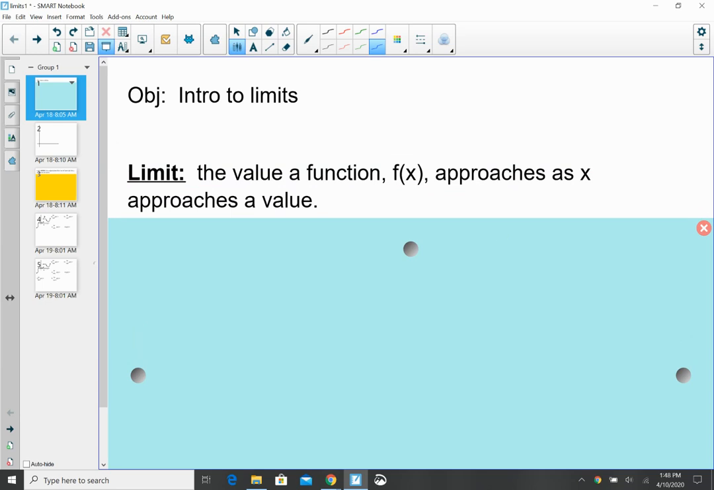So, the formal definition, and you might want to jot this down in your notes, is a limit is the value a function f of x approaches as x approaches a value. So as x goes somewhere, where does f of x go? And if you remember, f of x is just a fancy way of saying y. So where's y going as x goes to a certain place?